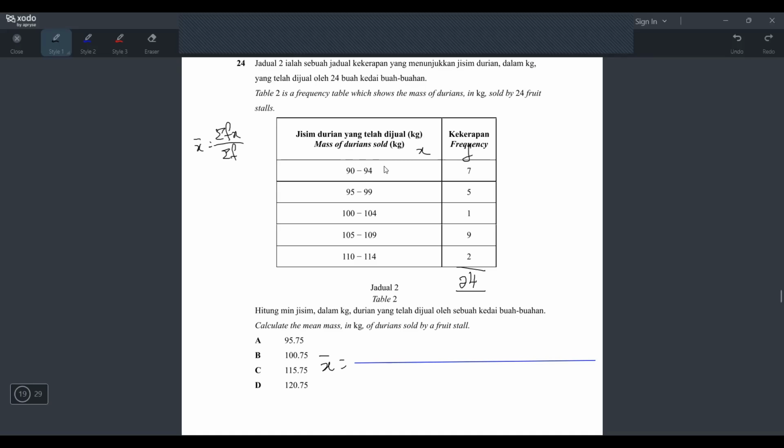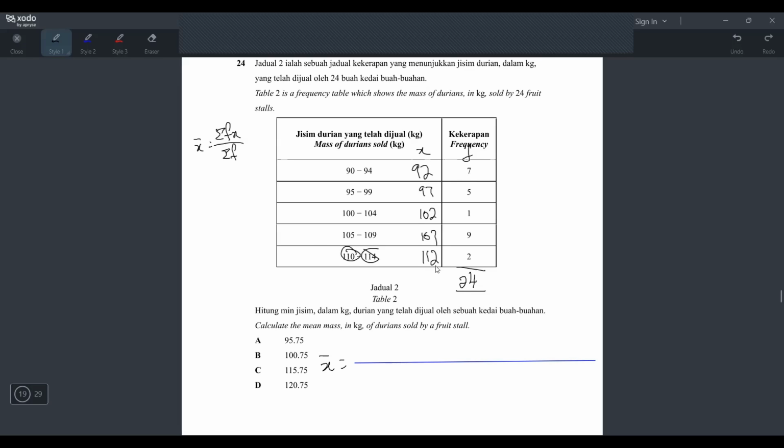Okay, so how to find the midpoint? Take 90 and 94, add together, divide by 2. So 92. Then this one is 97, 102, 107, 112. For those who are asking, hey, how do you know it's 112? Just take the two numbers, 110 plus 114, and then divide by 2, right? And then you will get your midpoint. Okay, yeah, correct. So just remember, how do you find the midpoint? Just take two numbers, add together, divide by 2. That's how you find the midpoint.